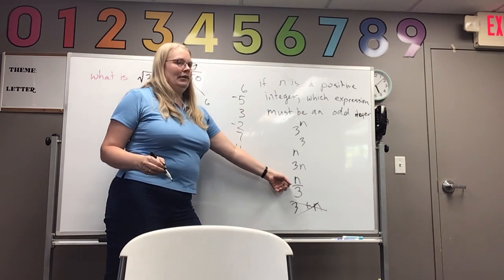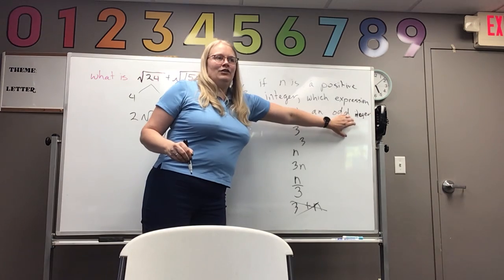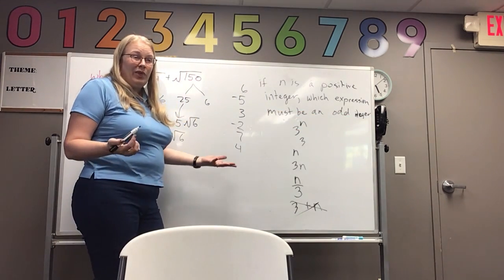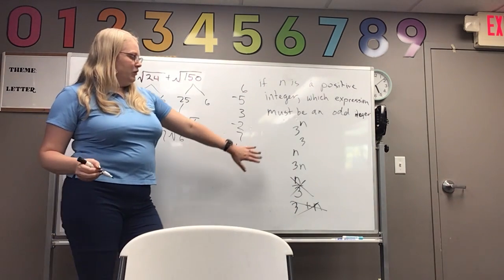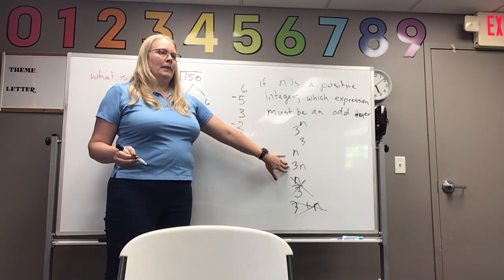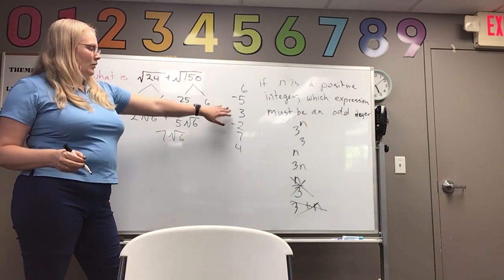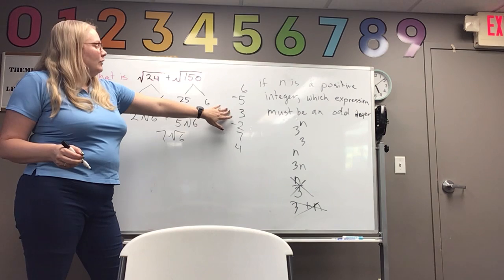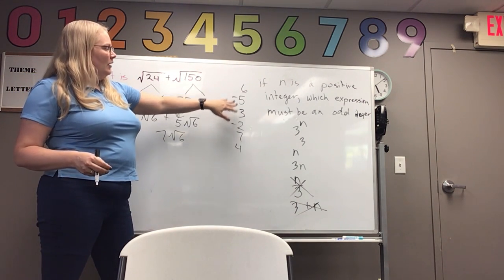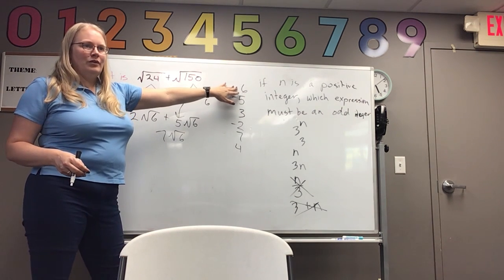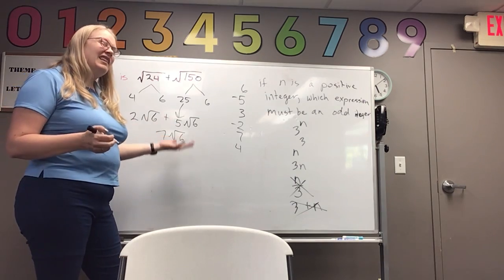Dividing by 3, well, if we take 4 divided by 3, we're not even in integer territory anymore. We're ending up with fractions. How about multiplying by 3? If we take 3 times 3, that's 9, that's odd. If we take negative 5 times 3, that's negative 15, that's odd. But if we take 6 times 3, what are we ending up with? 18, still even.